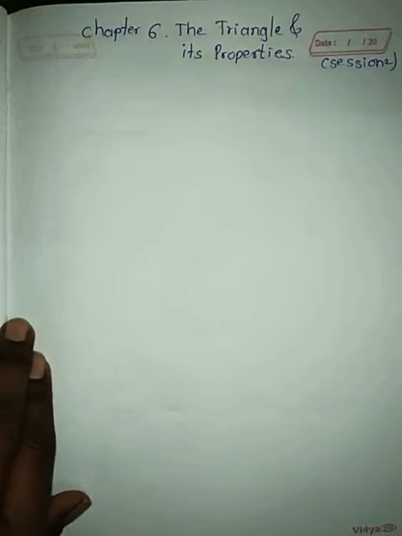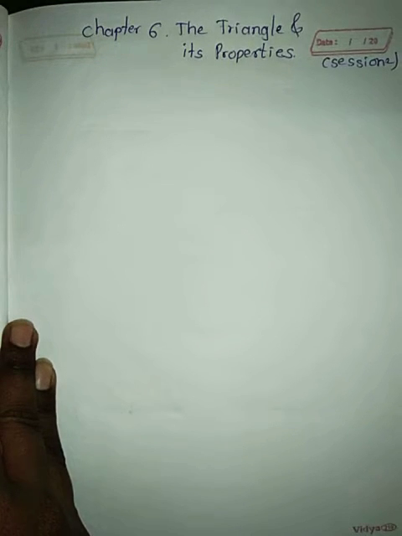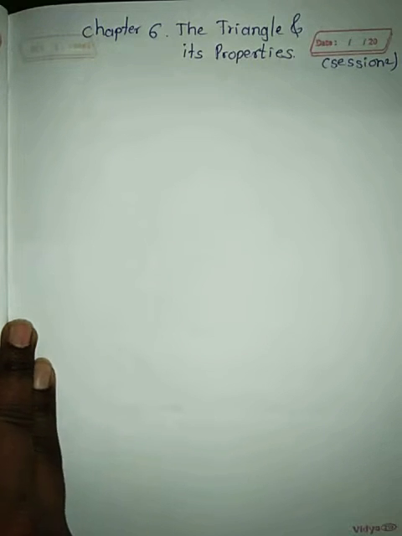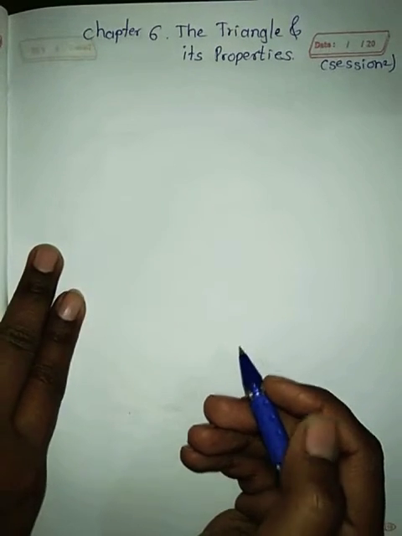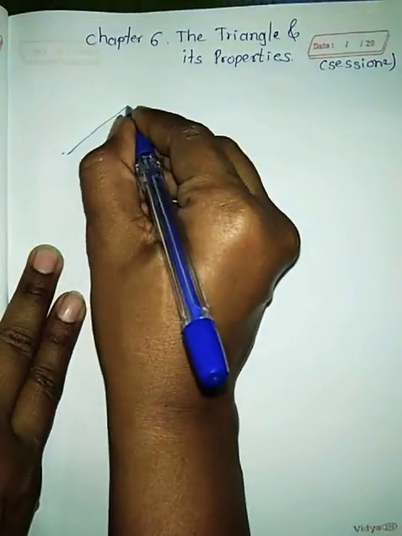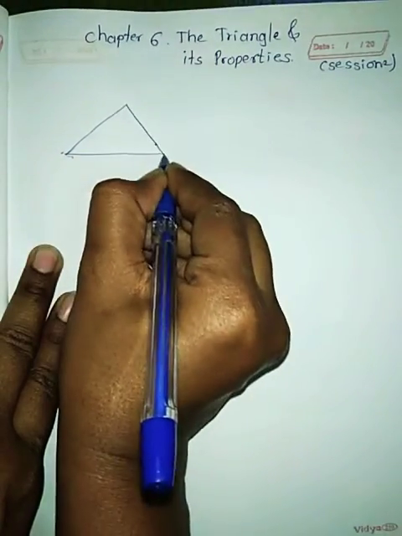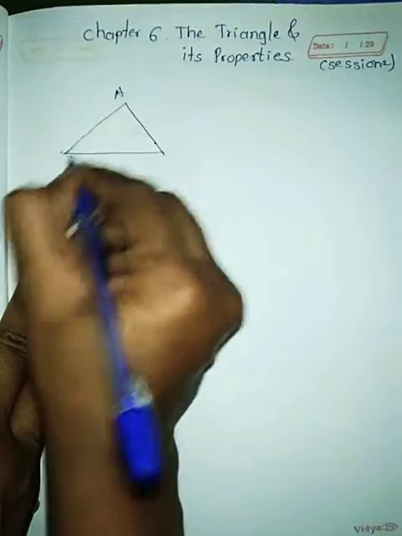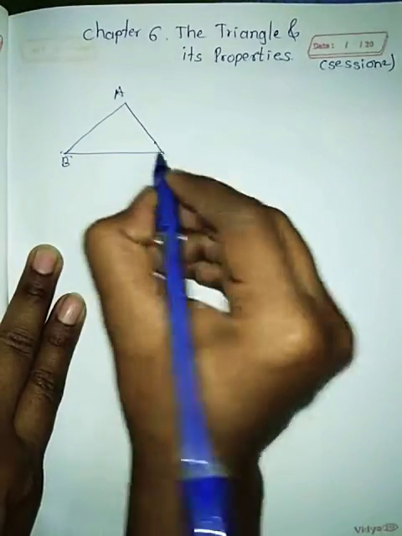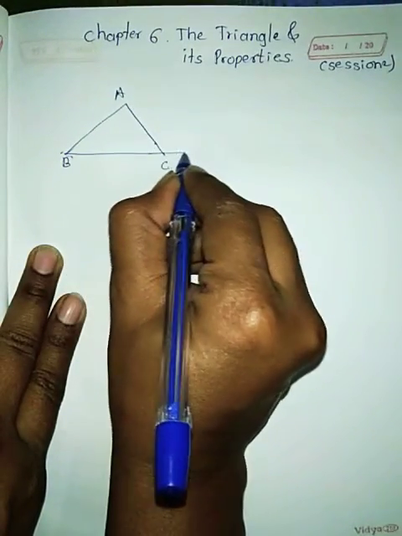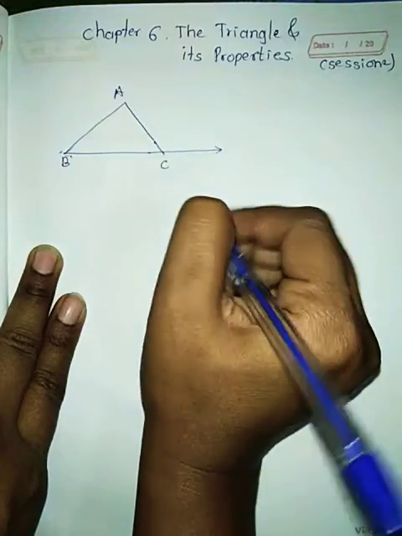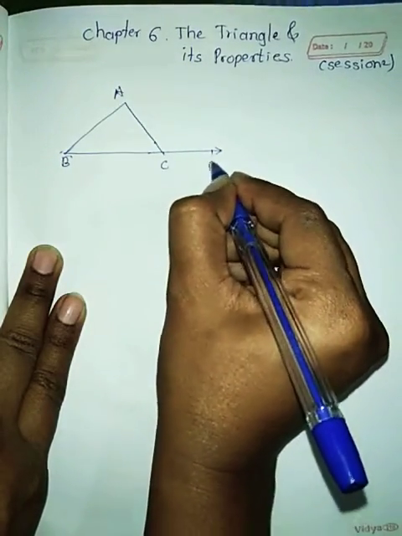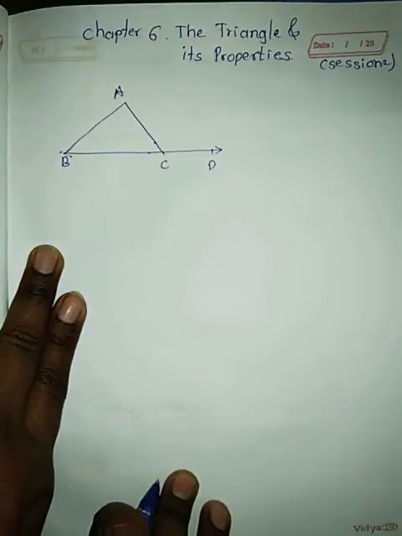Now we will go for the exterior angle of a triangle and its property. First of all, we will see what we mean by an exterior angle of a triangle. Suppose this one is triangle ABC, and I extend BC like this, and take one point here as D.